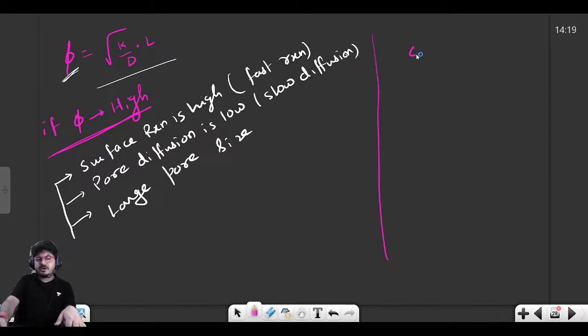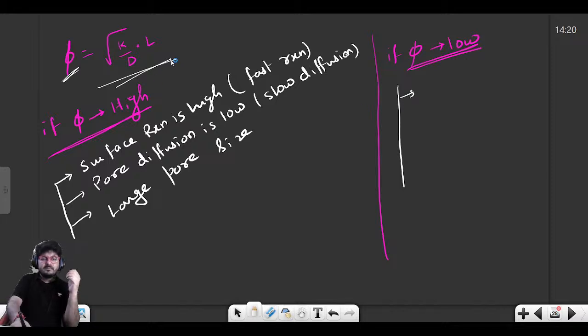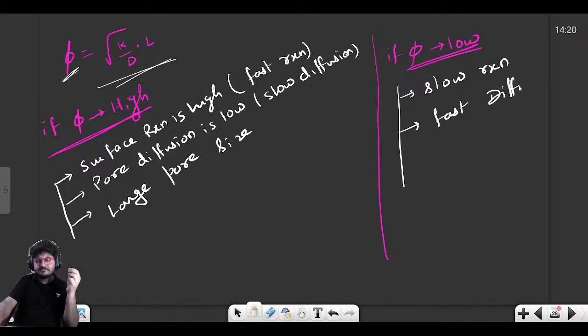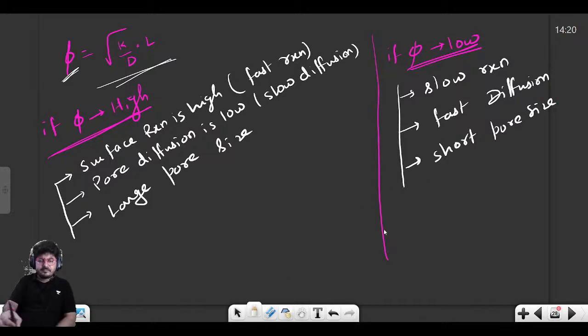On the other hand, if I talk about the low Thiele modulus, here you guys can understand K will be small, means you can say slow reaction, fast diffusion, and small pore size, or you can say short pore size. Okay, so here you guys can see the surface reaction rate in this case.